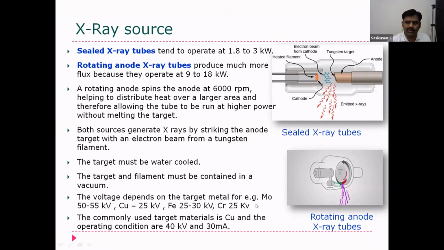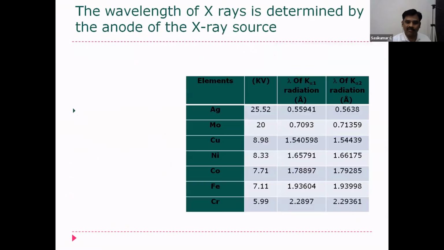In almost 90% of the X-ray equipment you see in various universities or research laboratories, you will see copper as the target. Rarely will you see moly, iron, or chromium. According to the application, the target material will be different, but copper is the most commonly used one. If you are using a moly target, the applied voltage will be about 50 to 55 kV, and for copper and other materials about 25 kV is the operating voltage.